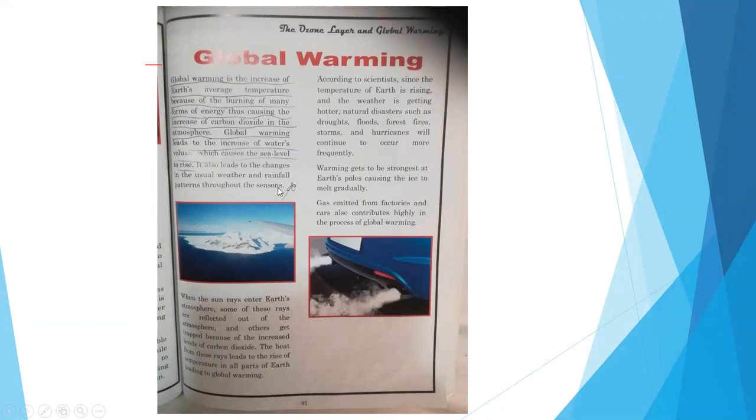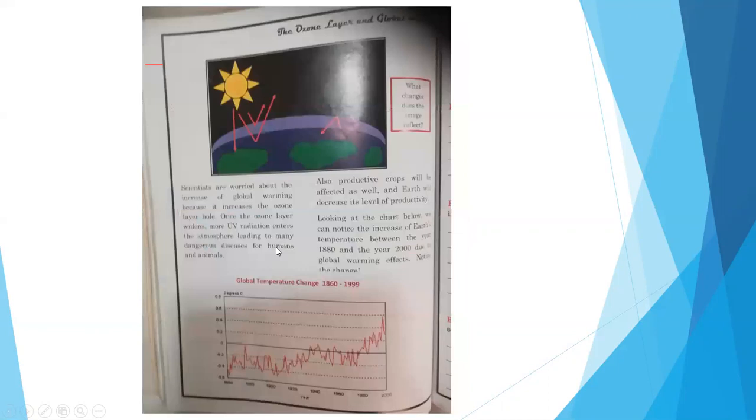Again, here we have a definition. Here we have the effects of our actions, and what global warming will cause and the kinds of natural disasters that occur due to global warming. And then it says here as well, scientists are worried about the increase of global warming because it increases the ozone layer hole. Once the ozone layer widens, more UV radiation enters the atmosphere, leading to many dangerous diseases for humans and animals and all living things. Also, productive crops will be affected as well, and Earth will decrease its level of productivity.